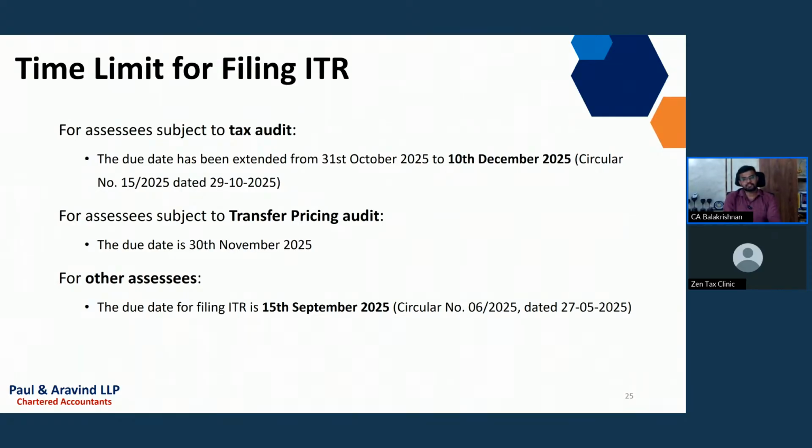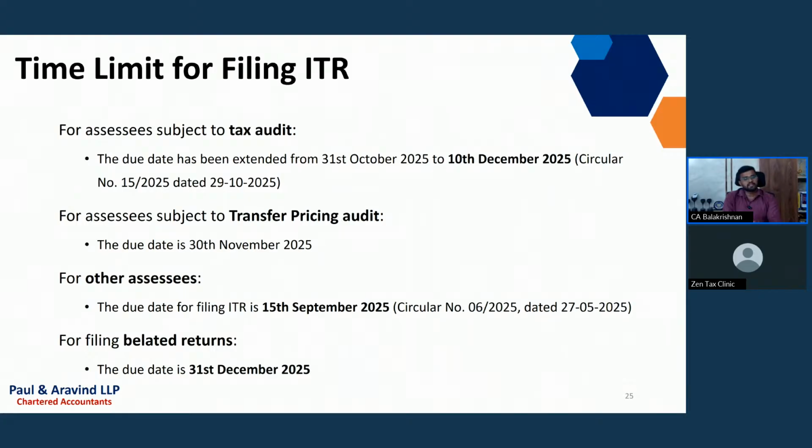So if an assessee is not subject to tax audit and has business income, and has incurred a loss, then they cannot claim the loss if the return is filed after 15th September 2025. This is for financial year 24-25. For belated returns, no extension has been given. The general due date is 3 months before the end of the assessment year. So the due date is 31st December 2025.